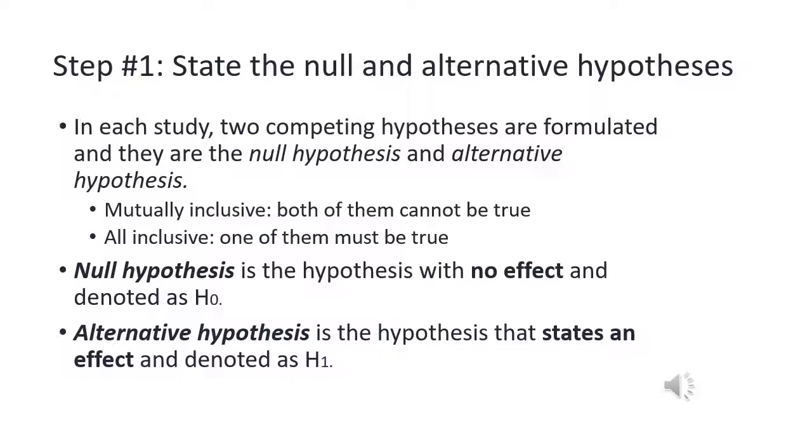So step 1, you're going to state the null and alternative hypotheses. This means that in each study, you're going to have 2 competing hypotheses. They're going to be mutually exclusive. Both of them cannot be true, but they're also all-inclusive. One of them must be true. One is called the null hypothesis, and the other is the alternative hypothesis. So the null hypothesis is the hypothesis with no effect, and the alternative hypothesis is the hypothesis that states an effect.